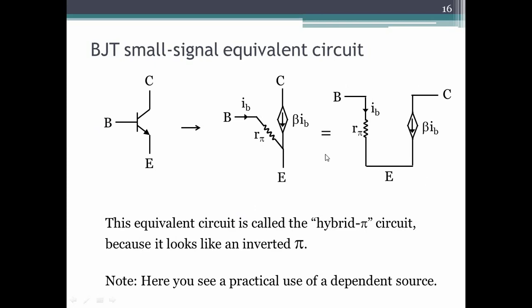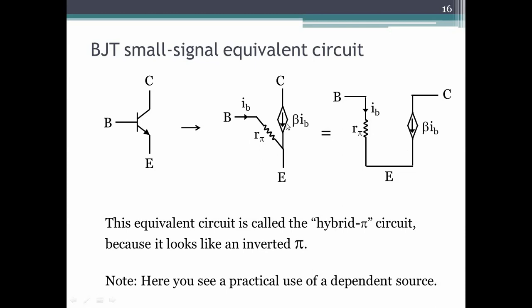And this equivalent circuit is called the hybrid pi circuit. Pi because this looks like an inverted pi. Alright, this is the pi, this is inverted pi. Hybrid comes from something called H parameters, which comes from two-port network theory. It is not really relevant for us right now, so we'll not discuss why it is called hybrid. Just remember, it's just a name. This is a hybrid pi equivalent circuit.